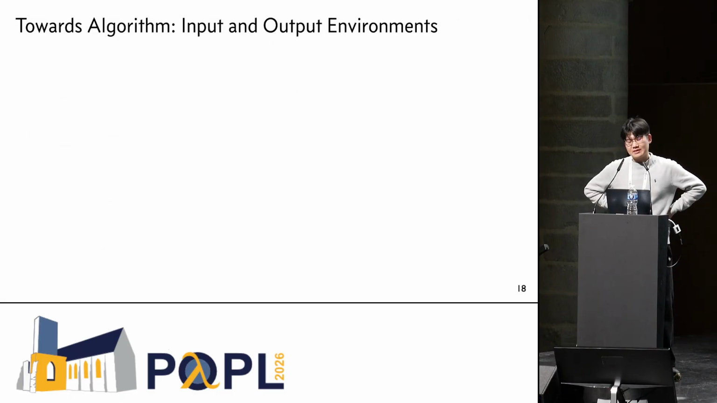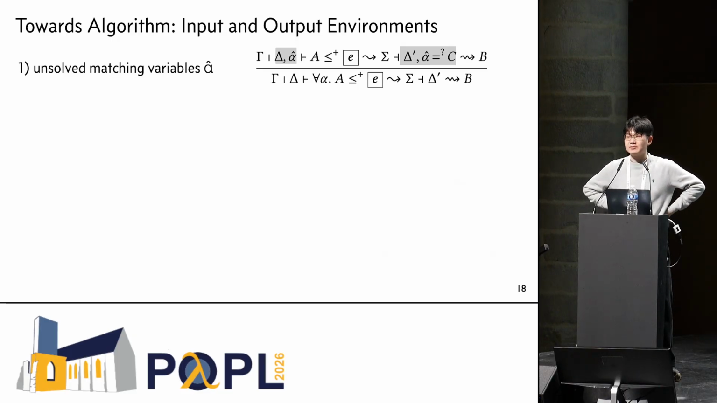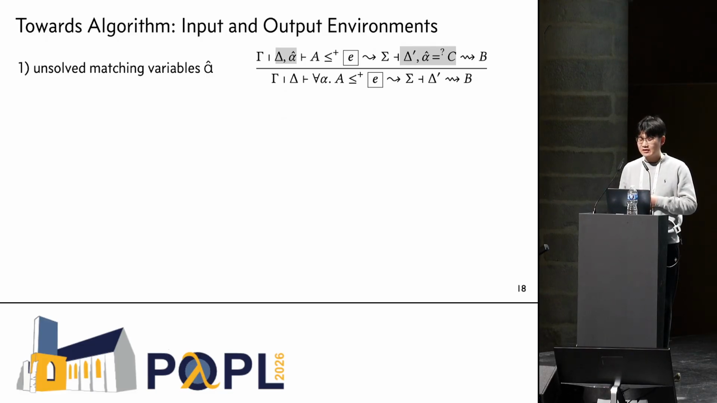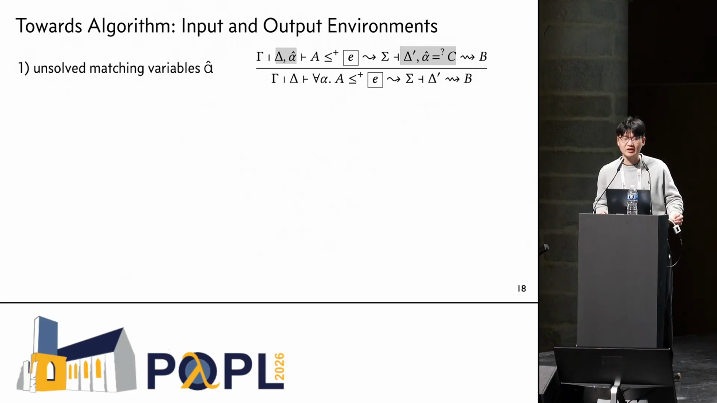Great. The second step to move towards the algorithm is we incorporate the so-called input and output environments, because we still have not described the computation process, how the solution is computed. We introduce the unsolved matching variable alpha. So when we have the for all left rule, then we just put the unsolved one in the alpha. Then we learn later, and we get some solutions in the output environment. You can see the sigma here, which is a little bit scary, but it comes from the idea of contextual typing. Remember, sigma stores the arguments, and we deal with it later.